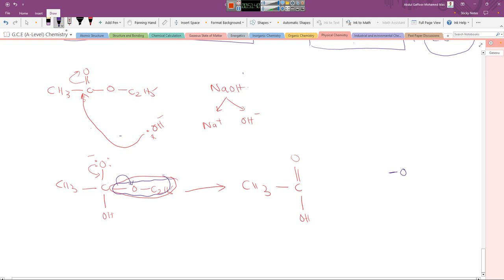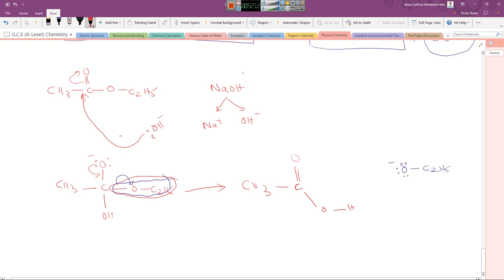So now we will have OC2H5, and we have a negative charge on the oxygen, and here we have CH3 C double bond OH. Now this can be drawn like this for easiness, C double bond OH, right?